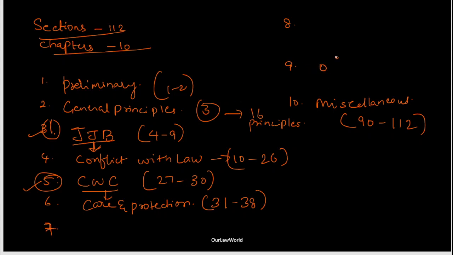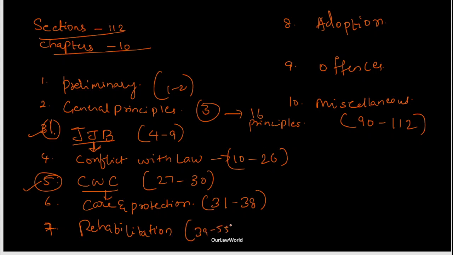The last but one deals with offenses, the one above is adoption, and the seventh is rehabilitation. Rehabilitation has sections from 39 to 55, adoption is 56 to 73, and offenses are from 74 to 89. In this act you will have a lot of different offenses and punishments under this chapter, which is quite important to remember.